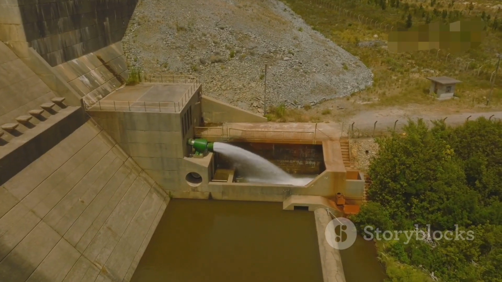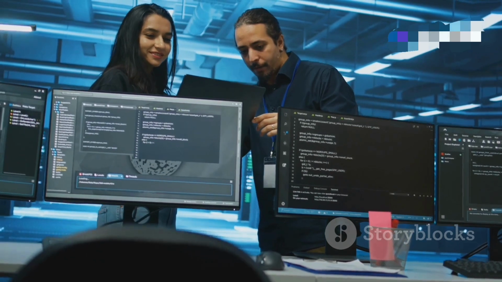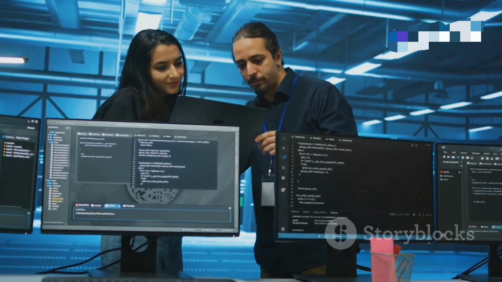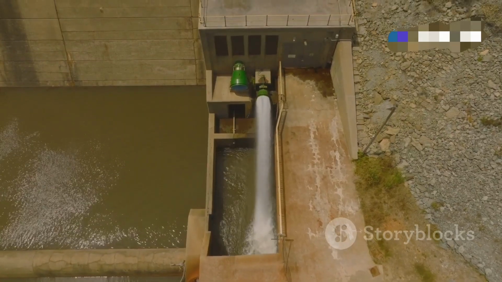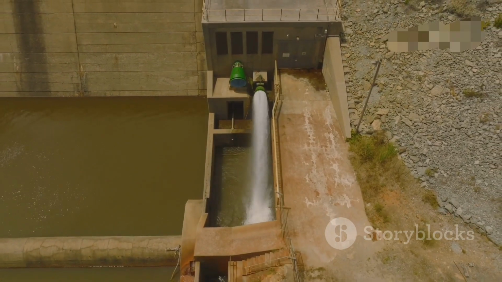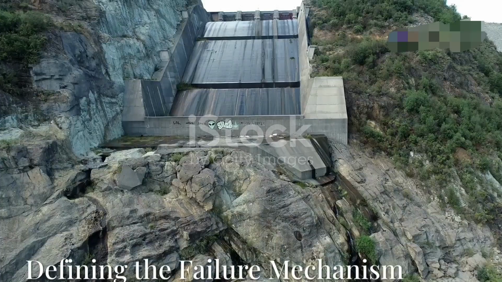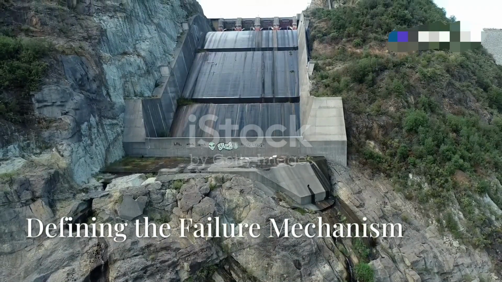HEC-RAS is also well supported with extensive documentation and training materials. The Hydrologic Engineering Center continually updates the software. This ensures it incorporates the latest research and computational methods, keeping it at the forefront of hydraulic modeling technology for engineers and planners.